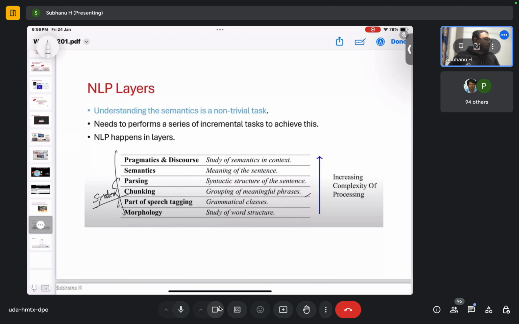Semantics is concerned with the meaning of words and how to combine words into meaningful phrases and sentences. And pragmatics is a negotiation of meaning between speaker and listener.